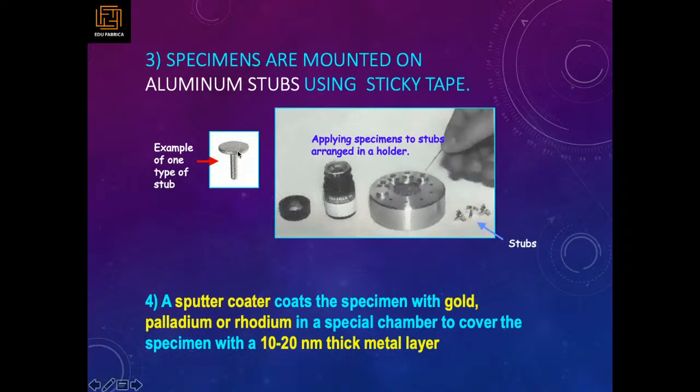So these are the stubs, looking like a pen nail, and they are mounted on the aluminum stubs using sticky tapes. Applying specimens to stubs arranged in the holders here. The sputter coater coats the specimens with gold, palladium or rhodium, in a special chamber to cover the specimens with a 10 to 20 nanometer thick metal layer.